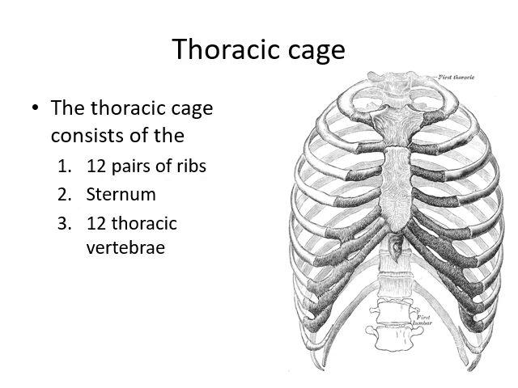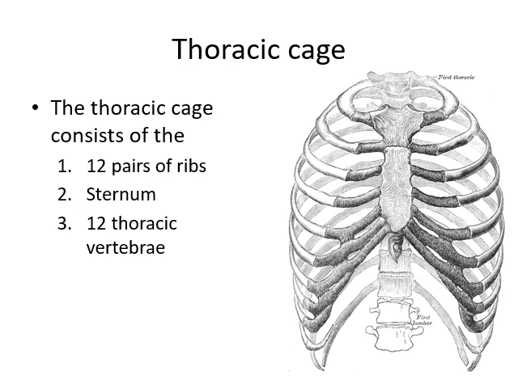There are 12 pairs of ribs, right? One rib on either side. So 12 pairs of ribs. Then in the midline you see what is called the sternum. And then behind, posteriorly, you see 12 thoracic vertebrae.